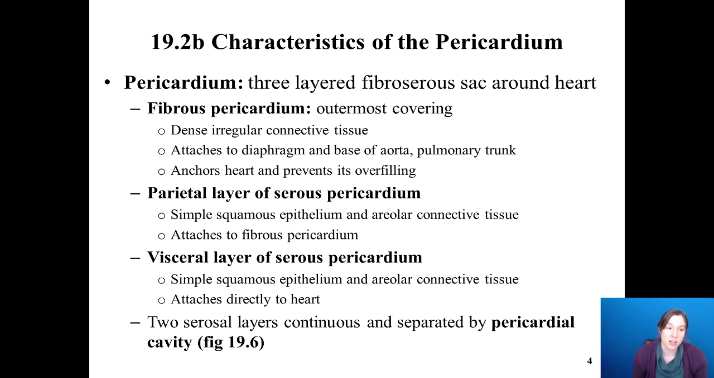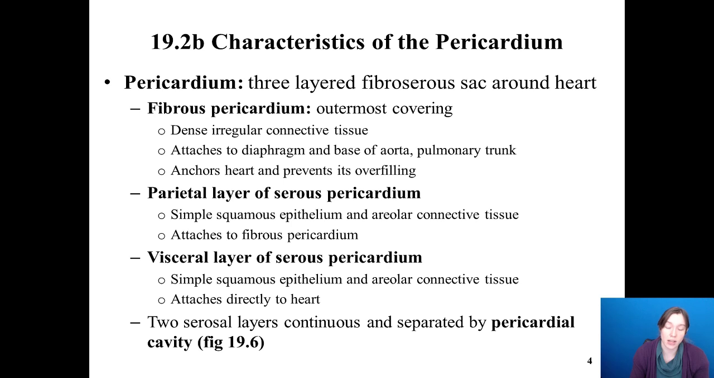Then next, as we continue moving inward, is the parietal layer of the serous pericardium. This is the simple squamous epithelium and areolar connective tissue. We talked about body membranes a little bit in 168. And this attaches to the inside of the fibrous pericardium. And I'll show you an image in just a moment. Then the visceral layer of the serous pericardium. This is the part that directly covers the heart. And it's once again simple squamous and areolar connective tissue that attaches directly to the heart.